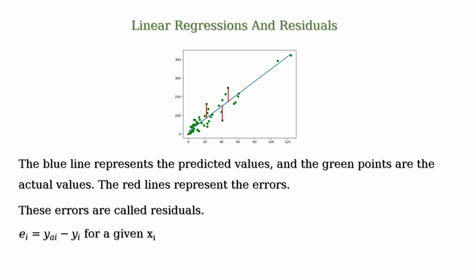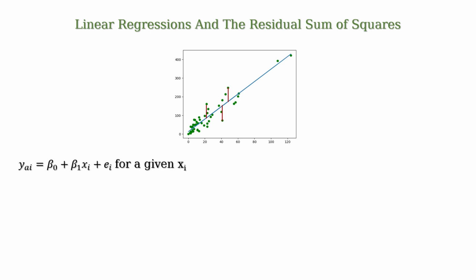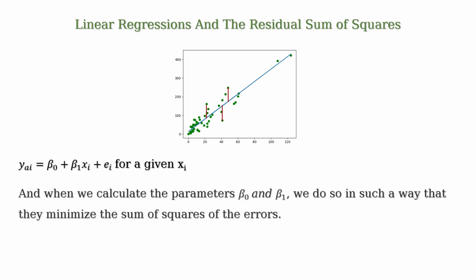Ei is equal to yai minus yi for a given xi. In other words, yai is equal to beta 0 plus beta 1 xi plus ei for a given xi. And when we calculate the parameters beta 0 and beta 1, we do so in such a way that they minimize the sum of squares of these errors.